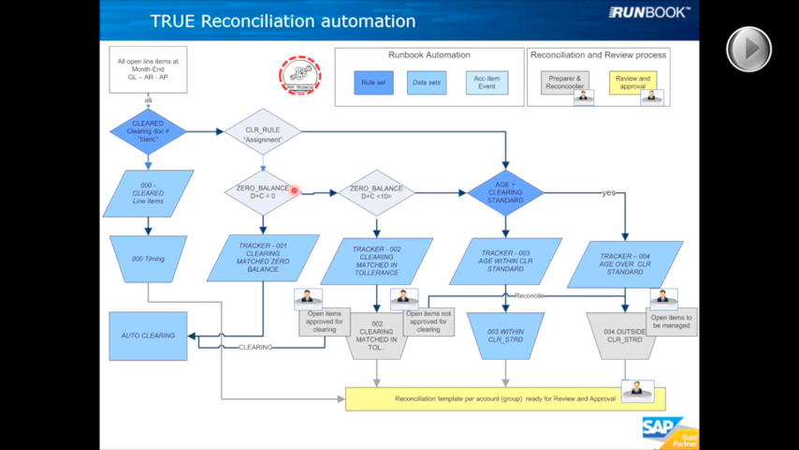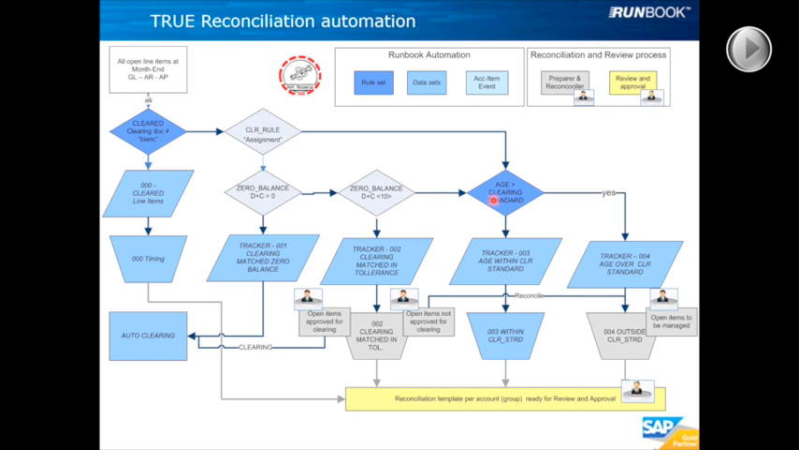And then you can go a step further, where you say, okay, if it doesn't net to 0 based on the assignment field, but it's within a certain tolerance, then you can say, okay, that's a proposal for clearing within the tolerance, and a person decides, do I want to clear or not?